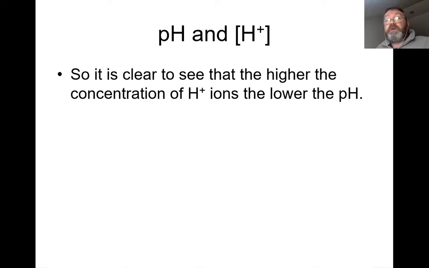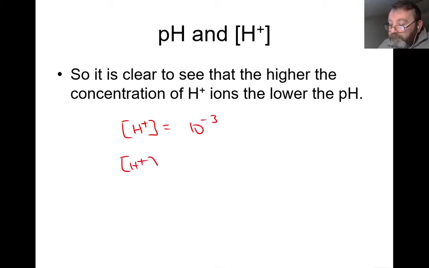Now that seems a little bit counterintuitive, but if you think about it, let's take two hydrogen ion concentrations in moles per litre: 10 to the minus 3 and another one of 10 to the minus 6. Which one of those is larger? Obviously, because the power is negative, the closer the power is to 0, the bigger the number.